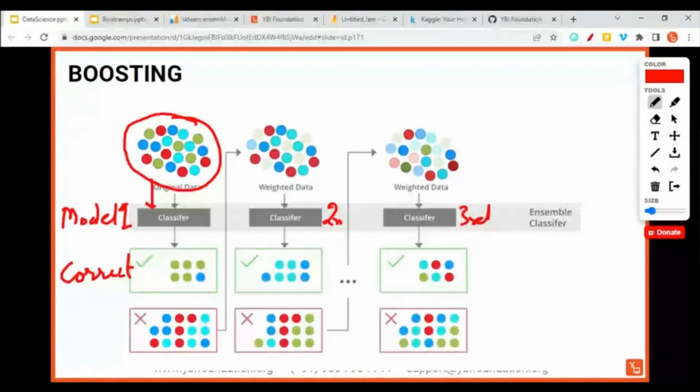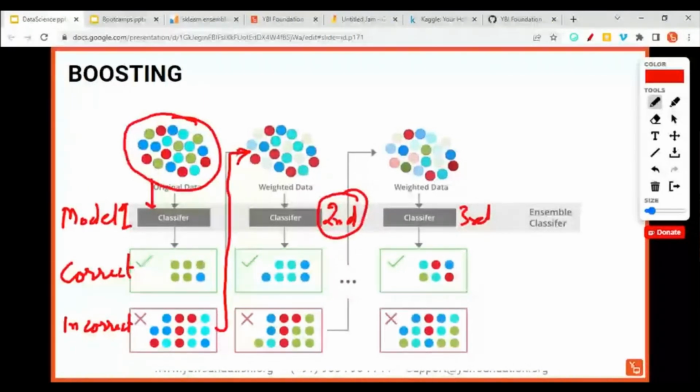When we are running a model, some predictions will be correct and some will be incorrect. Now the second model will focus more on the incorrect predictions of the first model. That's why they are called serial.